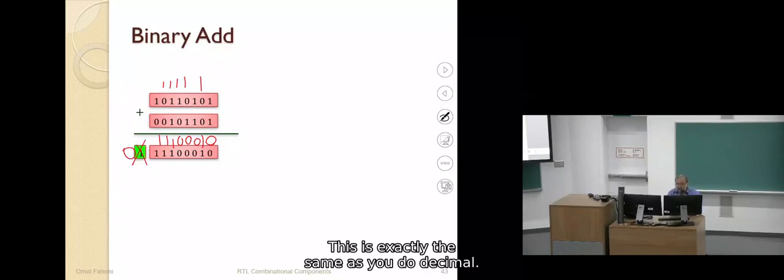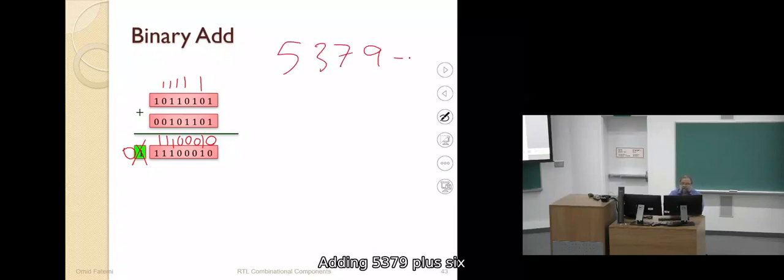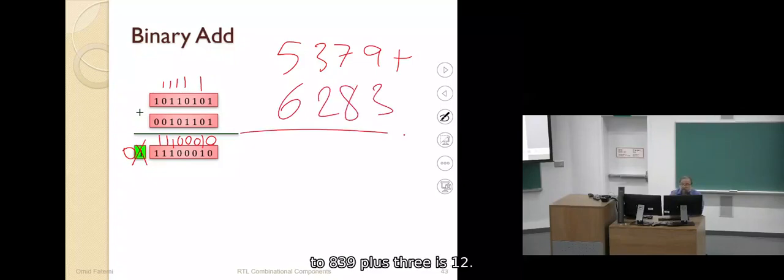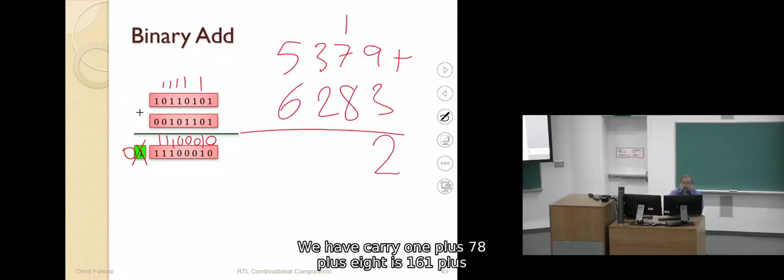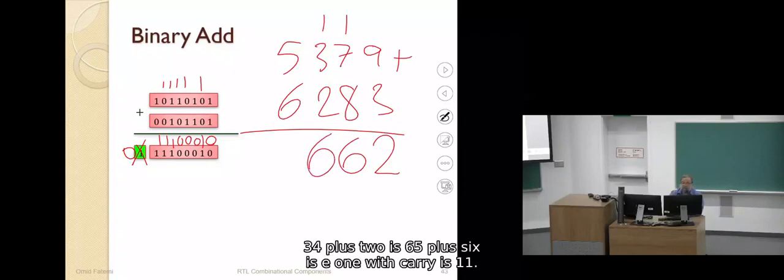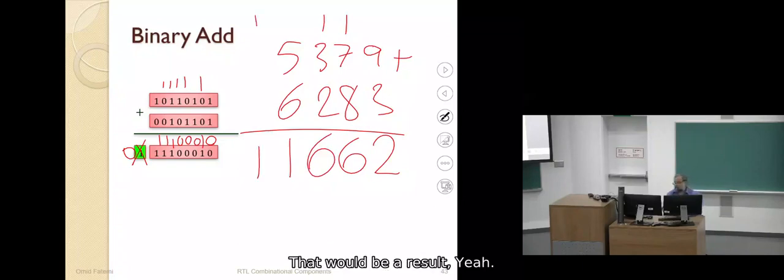This is exactly the same as what you do in decimal. Everybody knows how to do decimal. Adding 5, 3, 7, 9 plus 6, 2, 8, 3. 9 plus 3 is 12. We have a carry. 1 plus 7 is 8, plus 8 is 16. 1 plus 3 is 4, plus 2 is 6. 5 plus 6 is 11. 1 with carry is 11. So that would be the result.